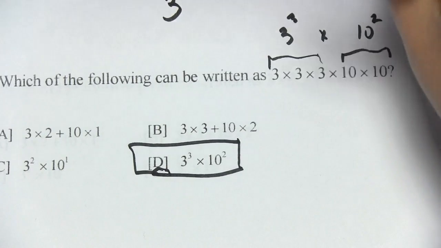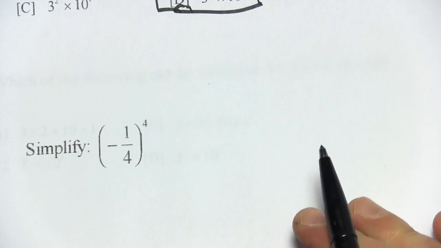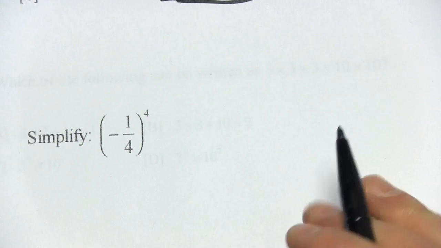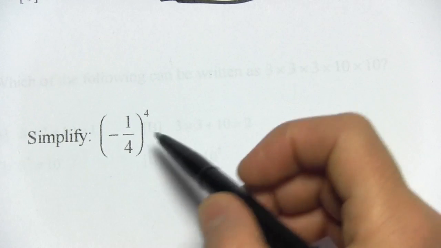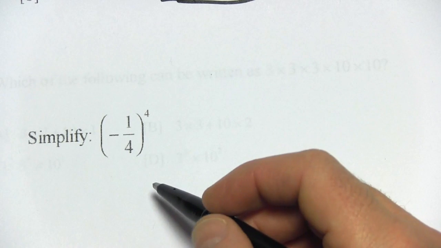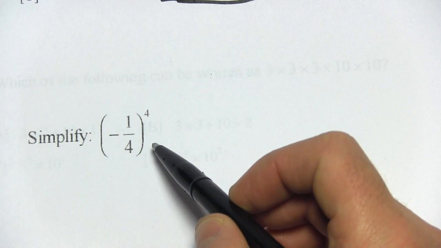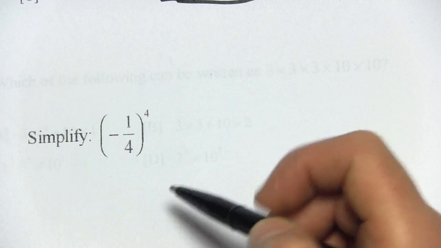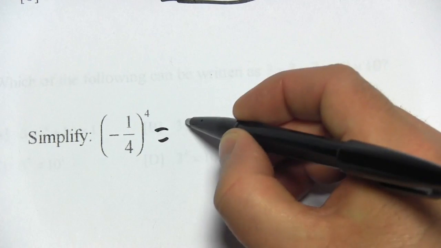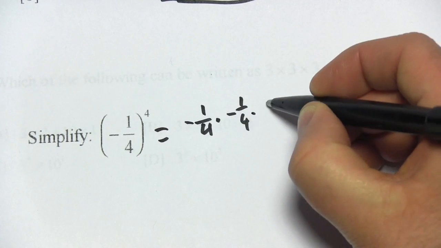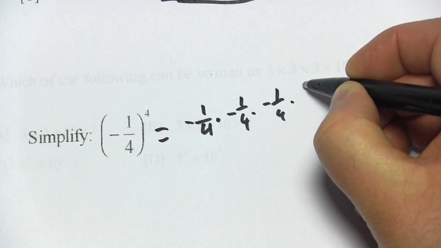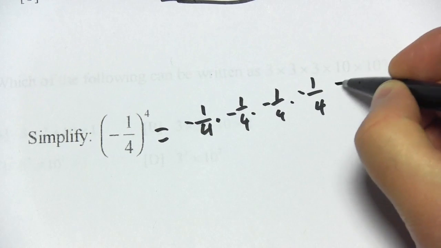All right, let's try an extra tricky one to finish here. This says to simplify negative 1/4 to the 4th power. What do we do here? Well, really, our base is negative 1/4. Our exponent tells us to multiply it by itself 4 times. So we could rewrite this as negative 1/4 times negative 1/4 times negative 1/4 times negative 1/4.